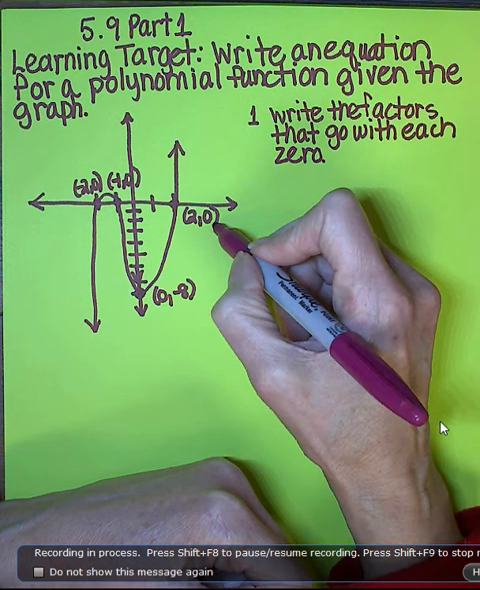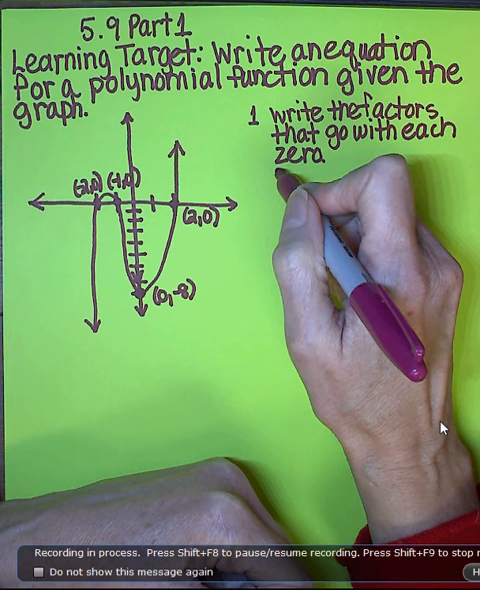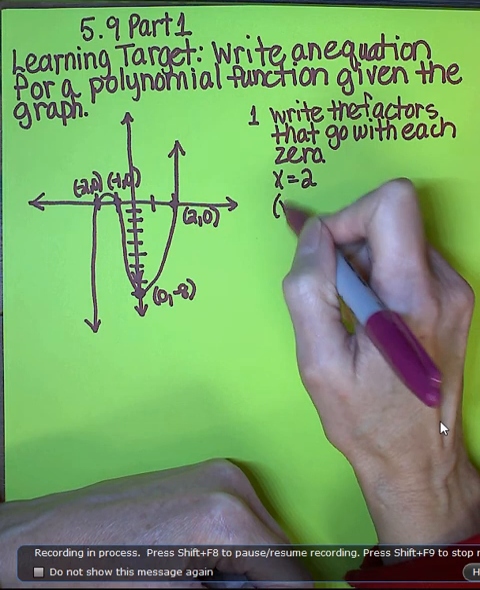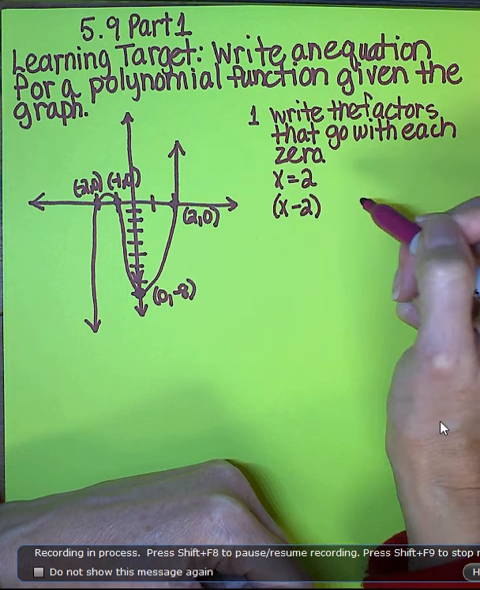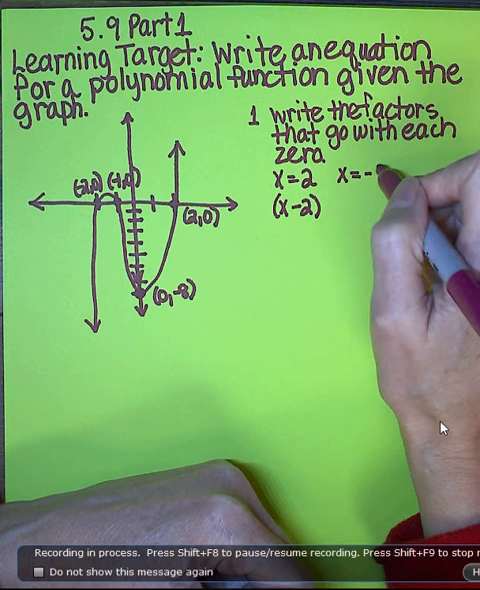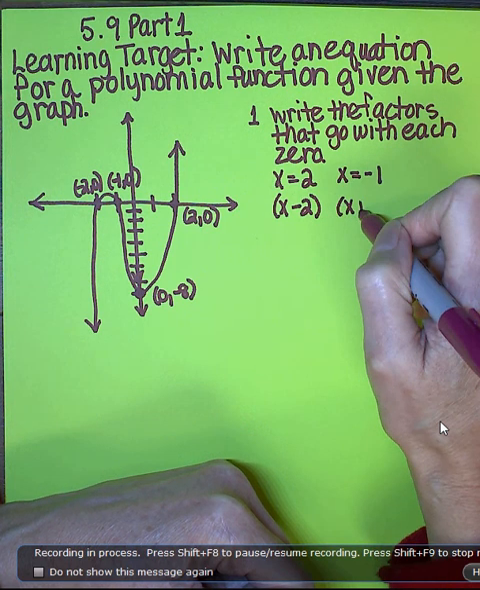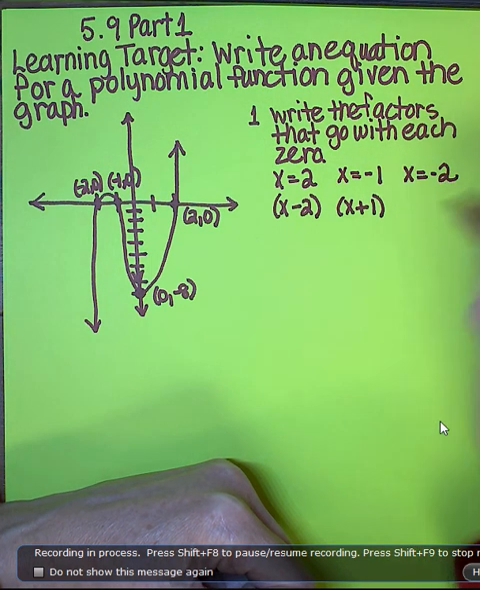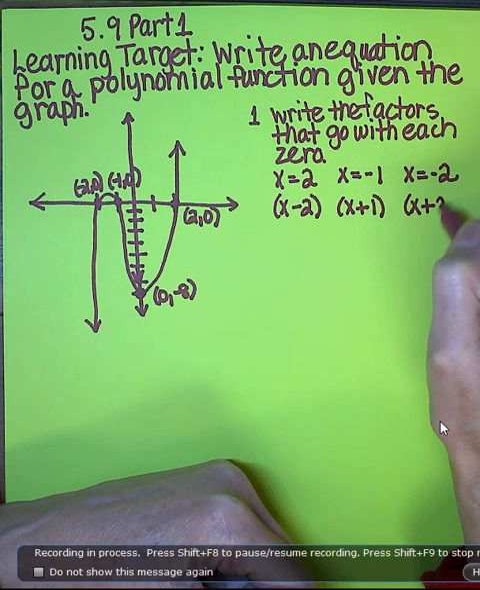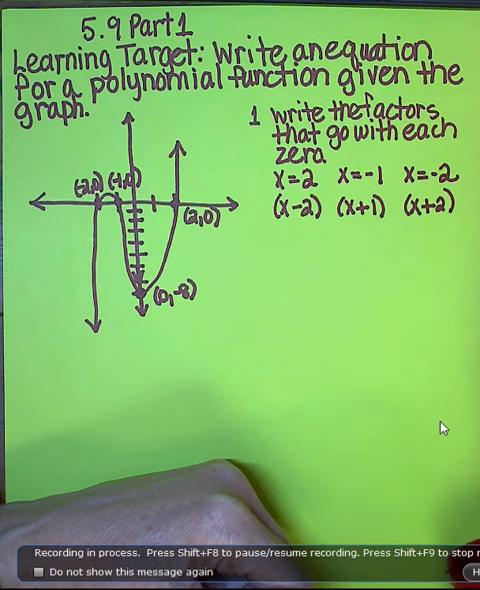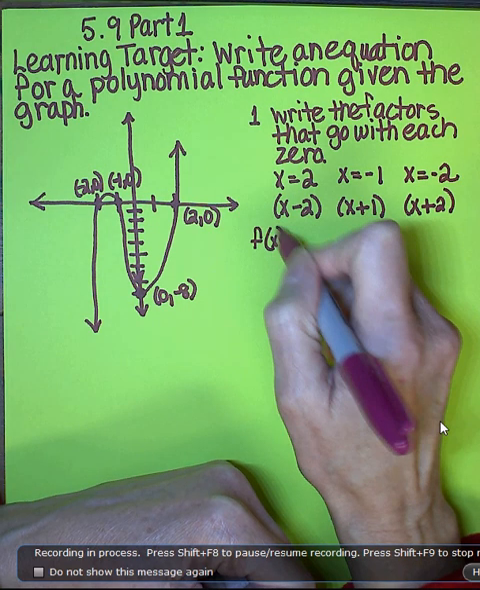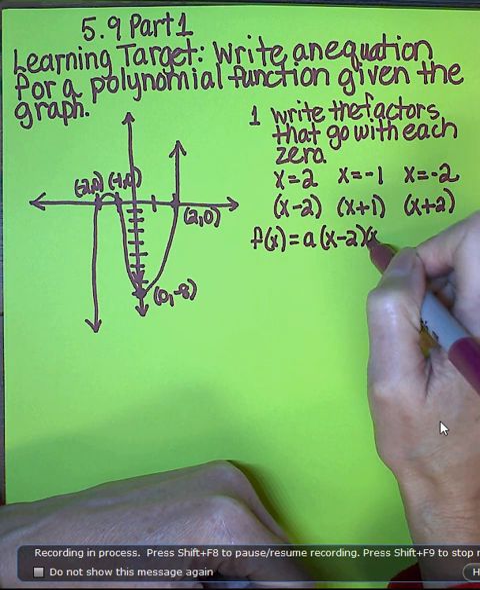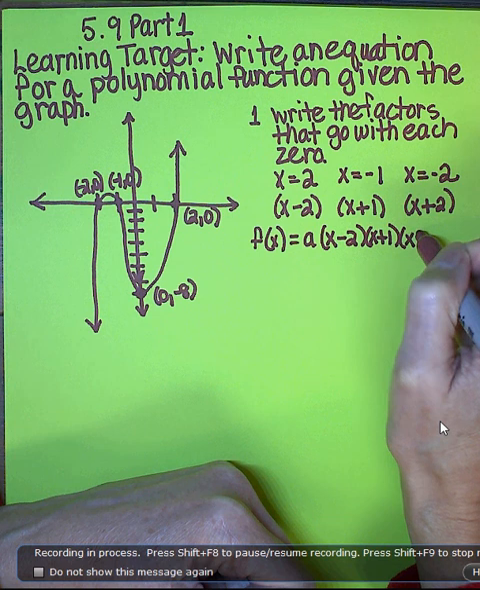Okay, so from this 0, if x equals 2, then we know our factor would have to be x minus 2. And if x equals negative 1, we know our factor would have to be x plus 1. And on the last 0, x equals negative 2, so we know that factor would have to be x plus 2. Okay, so we've got quite a bit of our equation just from that. What we need to figure out is what number goes in front of these factors.